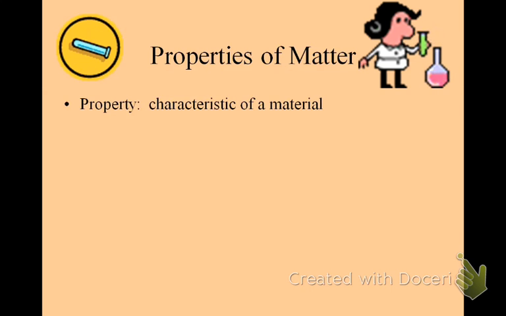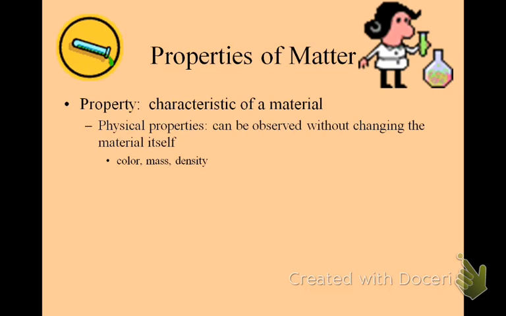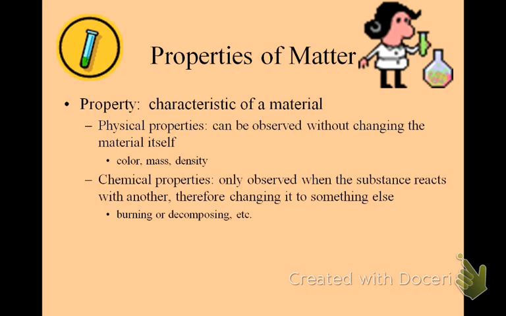Physical properties are characteristics that can be observed without changing the material itself: color, mass, density. Chemical properties can only be observed when there's a change to something else, like a new compound is formed, burning or decomposing.